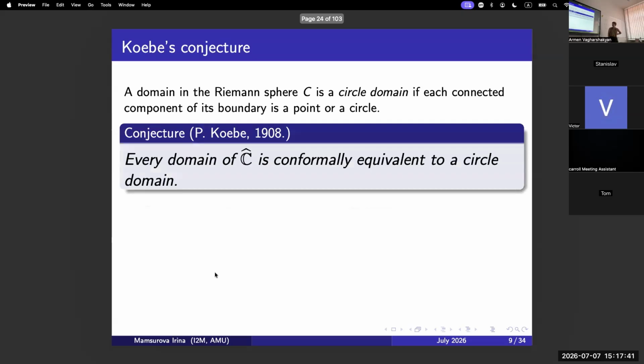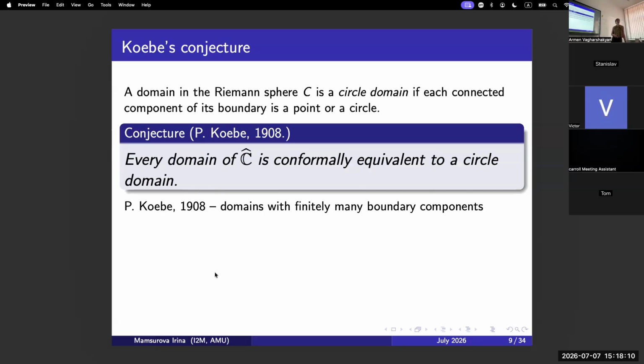So the famous conjecture is that every domain of the Riemann sphere is conformally equivalent to a circle domain. And this is nice because we suppose that it's easier to work with circle domains. Some historical setting: it was conjectured by Koebe, and he proved it for the finite case, for the case when I have finitely many boundary components. I will call it the finitely connected case.